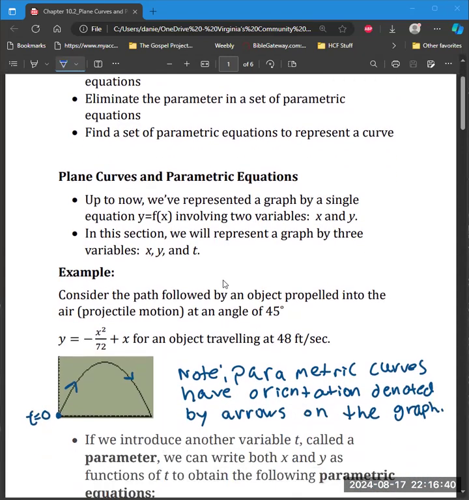Up to now, we've represented a graph by a single equation, y equals f of x, involving two variables, x and y, with x being the independent variable and y being the dependent variable. In this section, we'll represent a graph by three variables, x, y, and t, with t being the independent variable and x and y being dependent variables.